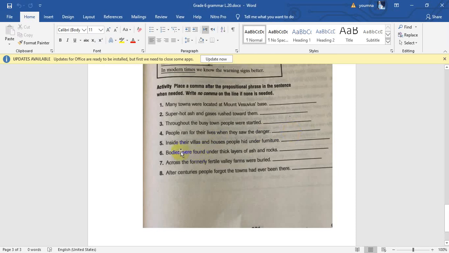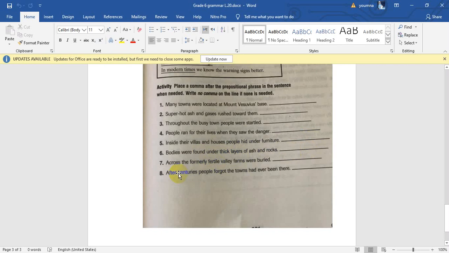Number 5, inside their villas and houses, people hid under furniture. So here, inside their villas and houses. This is a prepositional phrase. And we have here 1, 2, 3, 4, 5, more than 4 words. So you will add a comma here because they can be separated. Number 6, bodies were found under thick layers of ash and rocks. Here we go. Under thick layers of ash and rocks. This is the prepositional phrase. Can we add any comma here? No, because it's a part of the sentence. So number 6, you will write no comma.